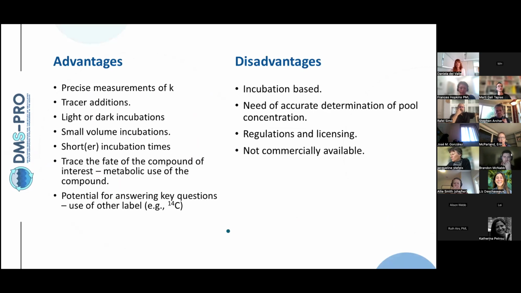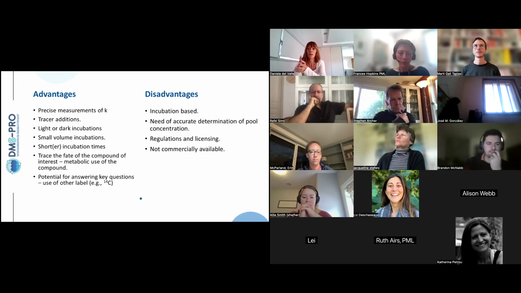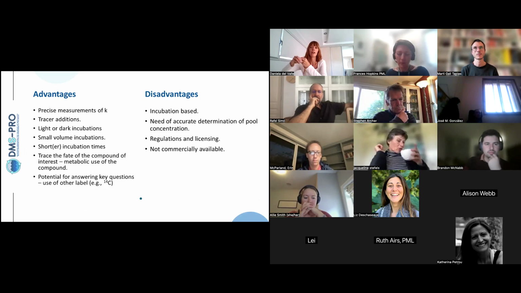So to sum up, this approach has the advantage of not altering significantly the in situ conditions, so being true tracer additions. They allow us to do small volume and relatively short incubations, which can be done under light or dark conditions. And we can also go beyond measuring net loss rates and quantify the metabolic fate of the sulfur. Or we could track the metabolic fate of the carbon, for example, if we were to use C14 labeled DMSP or DMS.